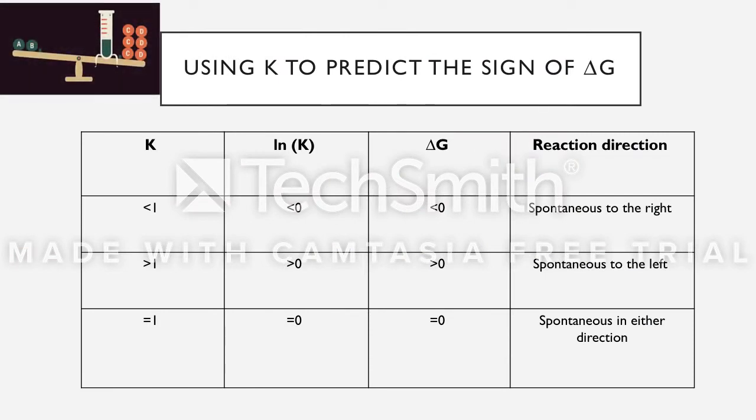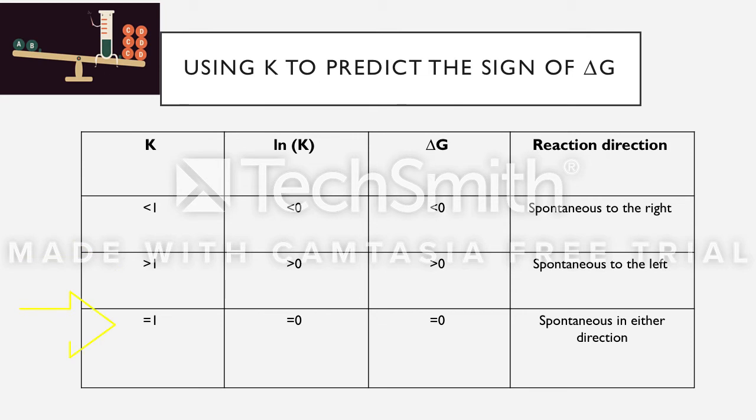Delta G naught can be calculated, but it can also be predicted. Using this table, we can predict which direction the spontaneous reaction will occur. As you can see, the sign of delta G and K are the same for a given direction. If K and delta G are less than 0, the reaction is spontaneous to the right. If delta G and K are positive, the reaction is spontaneous to the left.